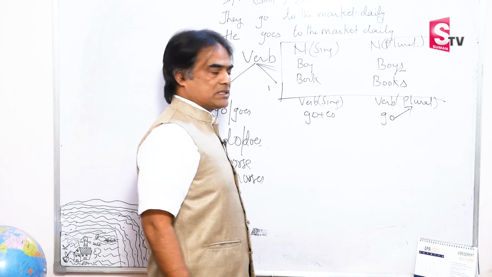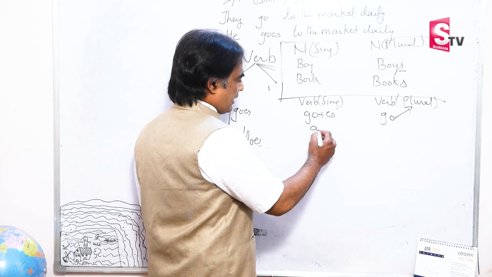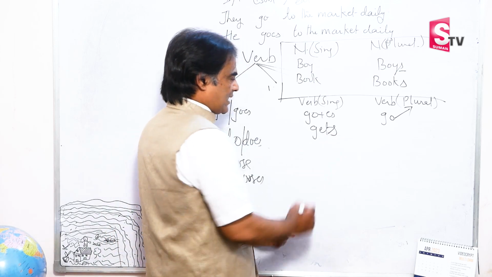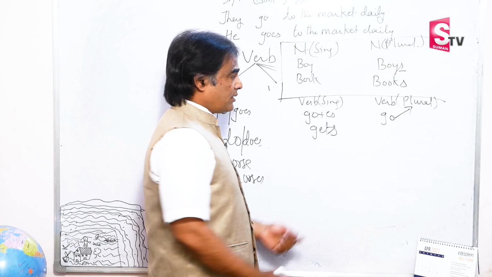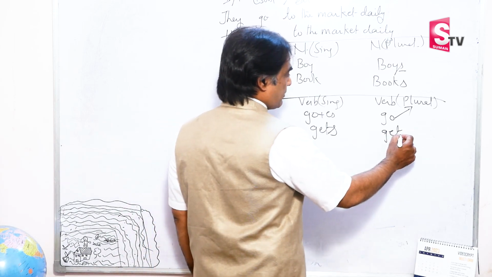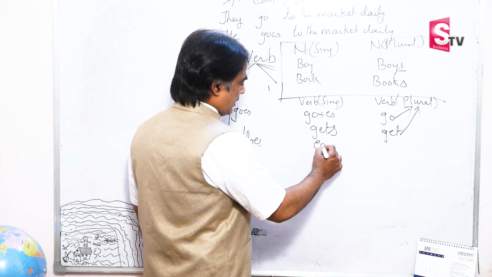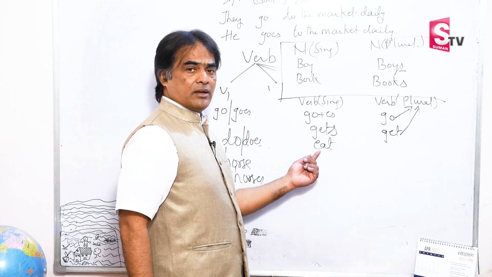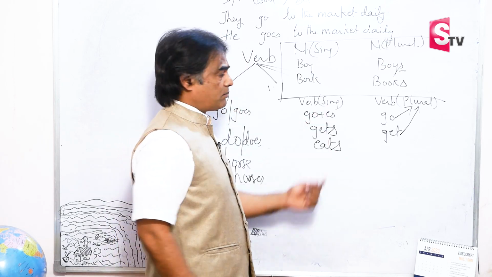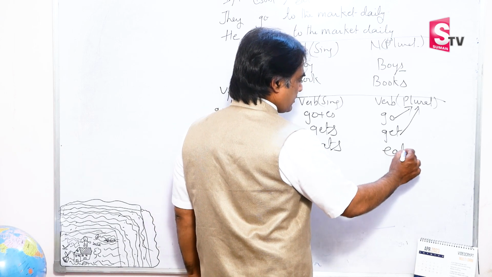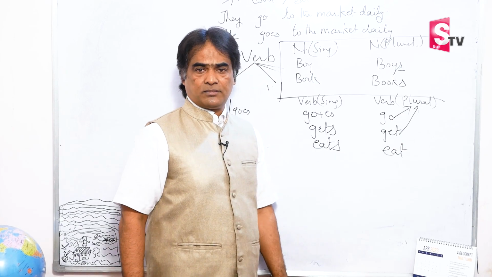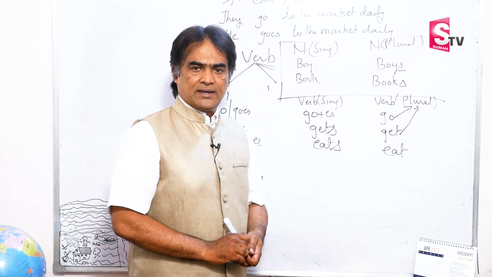Let's take some more examples. Get plus s becomes singular. Get without s becomes plural. Eat with s becomes singular verb. Eat without s becomes a plural verb. So, what do we understand?